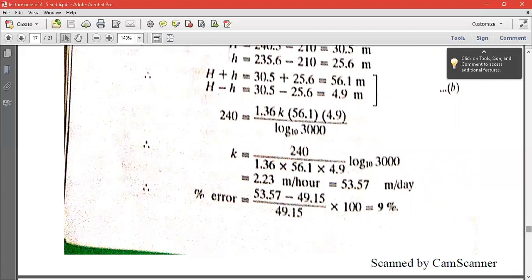So what is the error? The initial actual value is 49.15, which you have calculated from the observation well. But if we consider the assumed value, then K is calculated as 53.57. So the difference is 53.57 minus 49.15, on the original value 49.15, which is the actual value. So the error is coming to 9%.